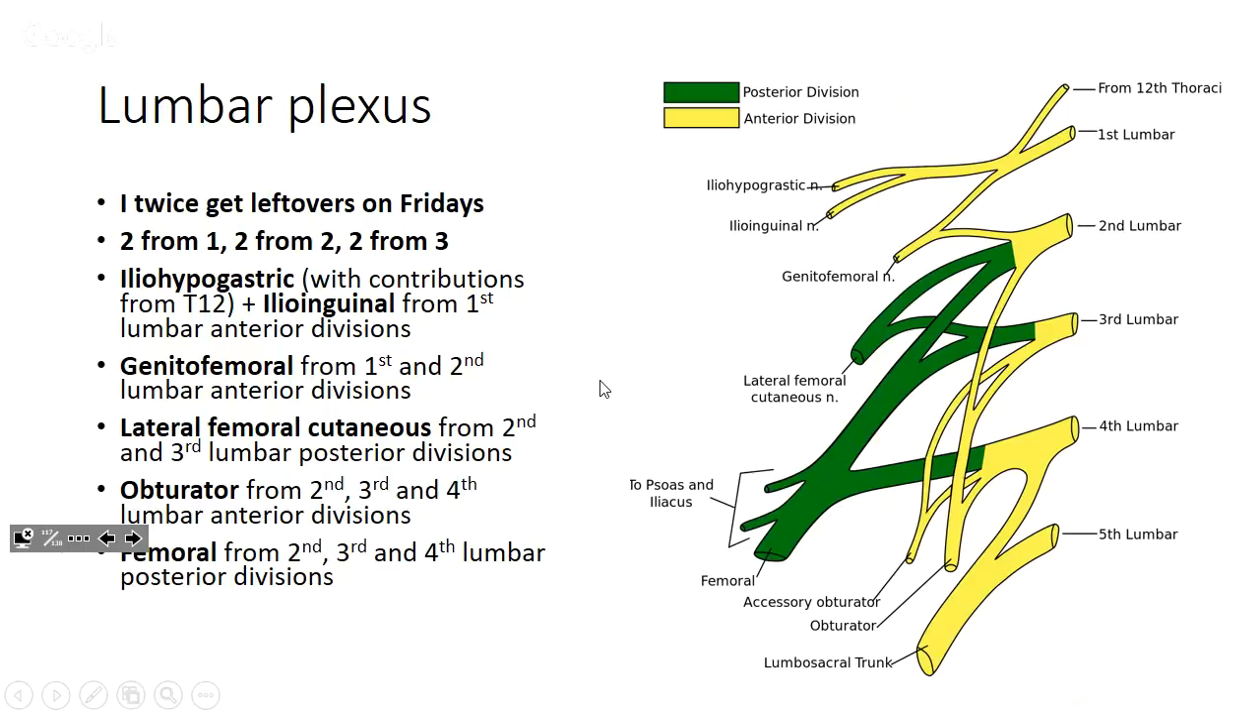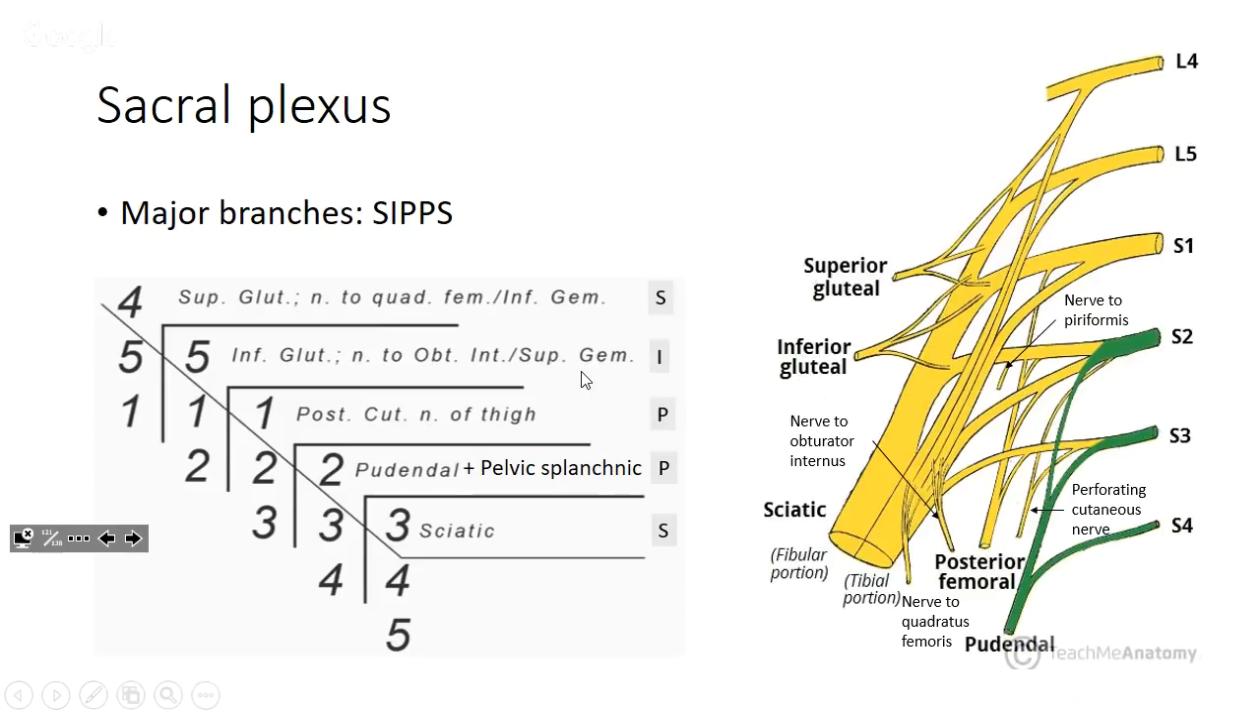Yeah. There's actually a video that explains this quite well. How you remember the sacral plexus is SIPS. So you just draw it out like this. So the S, superior gluteal, you got 4, 5, 1, 5, 1, 2, 1, 2, 3, 2, 3, 4. And then sciatic is just going across like this. 4, 5, 1, 2, 3.